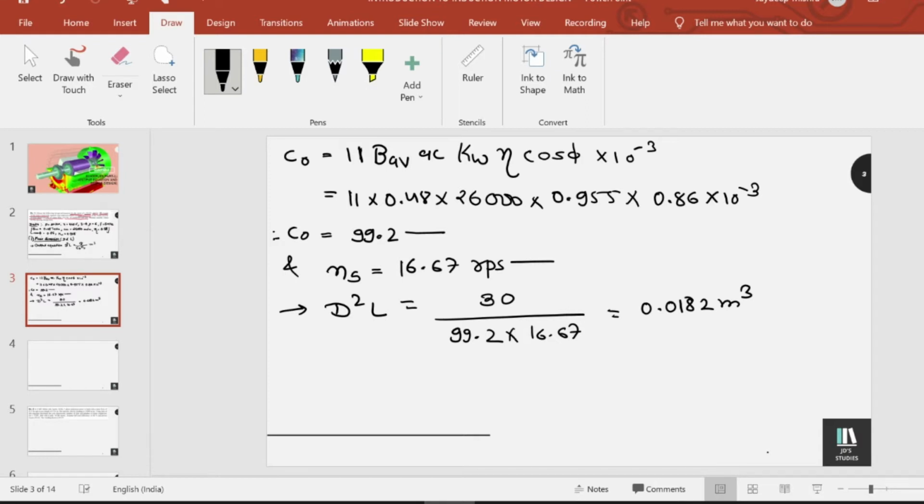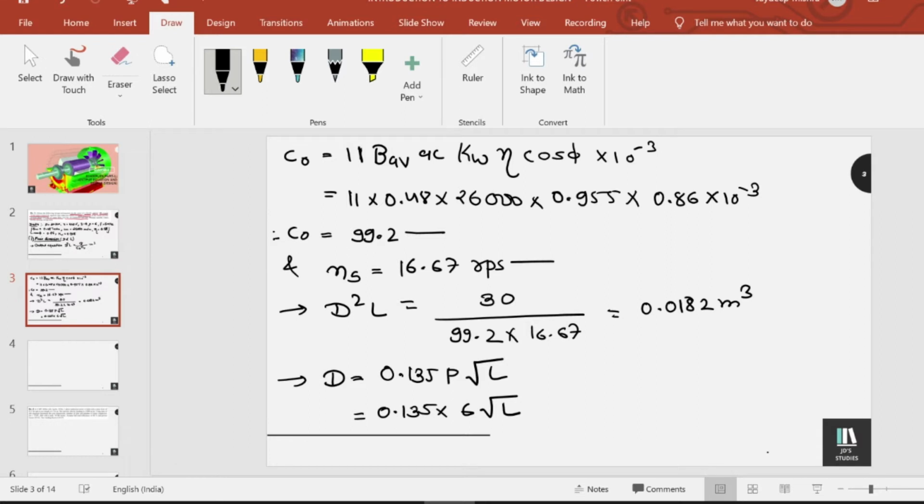Now we will separate the D and L values. How can we separate? In the last lecture we studied the separation of D and L. According to that theory, the value of D is equal to 0.135 times number of poles, under root of L. So we put 0.135, number of poles is 6, under root of L.